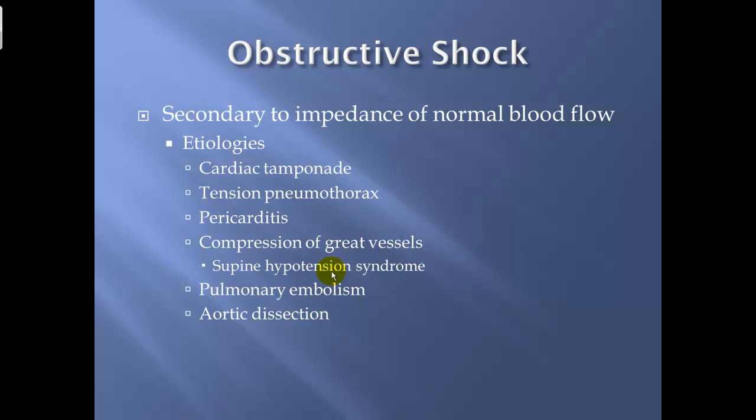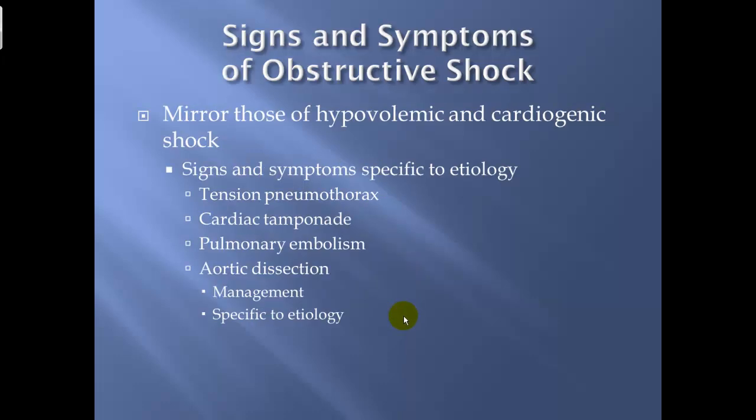Obstructive shock, secondary to impedance of normal blood flow. Etiologies are going to be cardiac tamponade, tension pneumothorax, pericarditis, compression of the great vessels, supine hypotension syndrome, PE or pulmonary embolism, or aortic dissection. Signs and symptoms mirror those of hypovolemic or cardiogenic shock. Signs and symptoms specific to the etiology is what we are going to be talking about here.